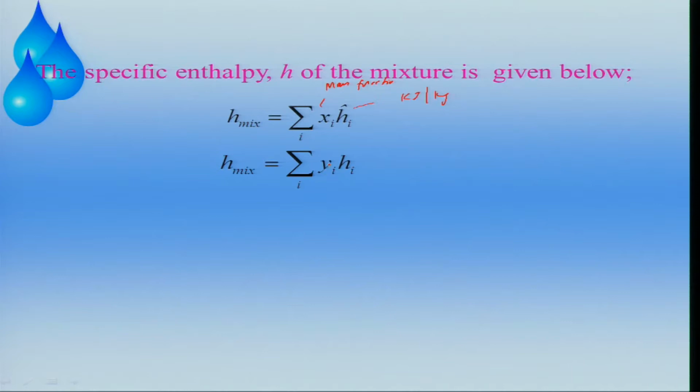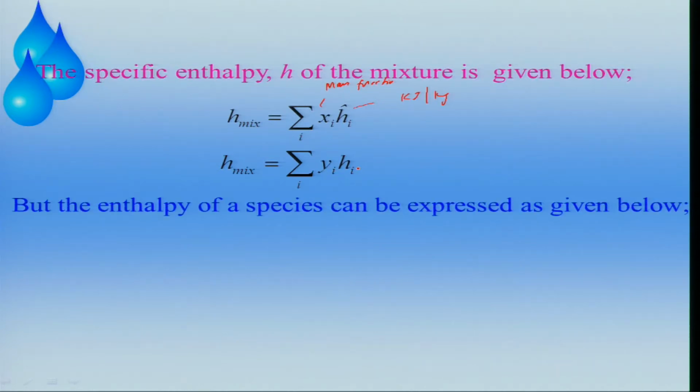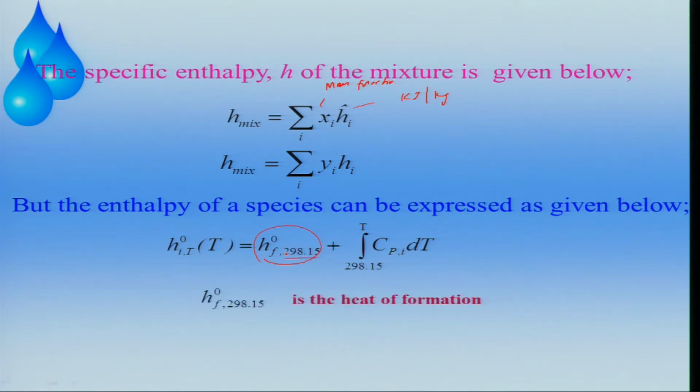and for H mixture you will use the mole fraction and h_i, where the enthalpy of a species can be expressed as h_i(T) is equal to h_f with respect to the standard, that is 298.15 K and atmospheric pressure, plus the integral of Cp_i dT. What do you call this term? This term is nothing but your heat of formation, right.